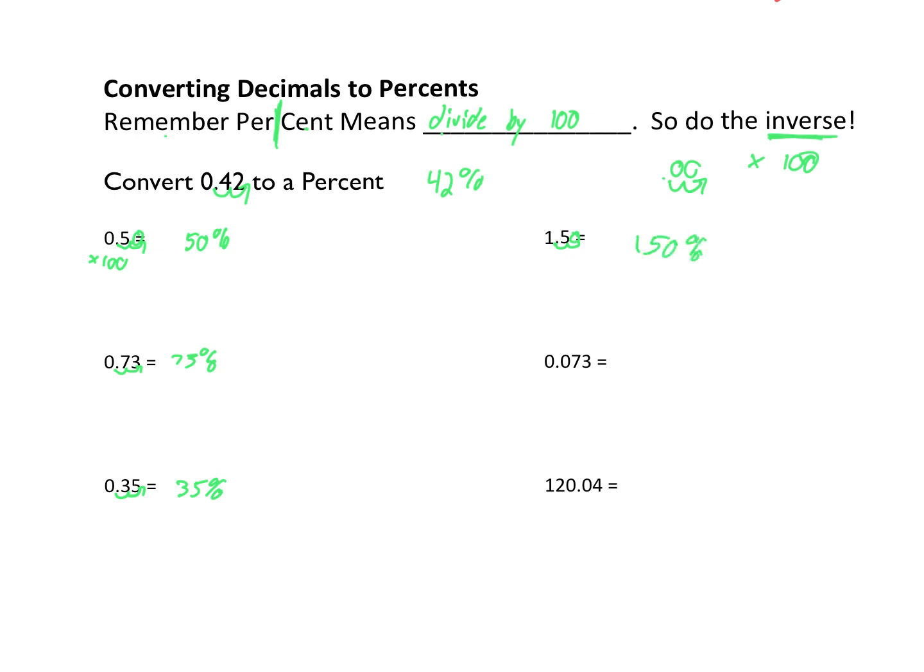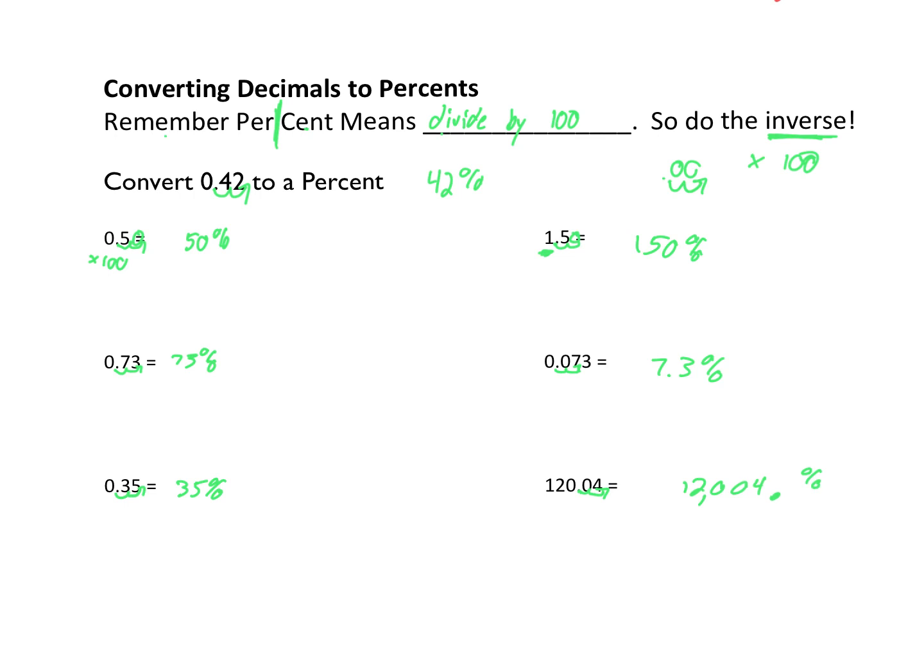Anything bigger than 1 is going to be bigger than 100%. Okay. 73 thousandths multiplied by 100. Move the decimal 2 spots. 7.3%. 120 and 4 hundredths multiplied by 100. Have the decimals there. So it's 12,004%. That's a big percent.